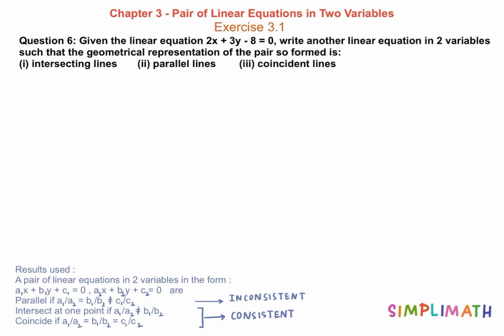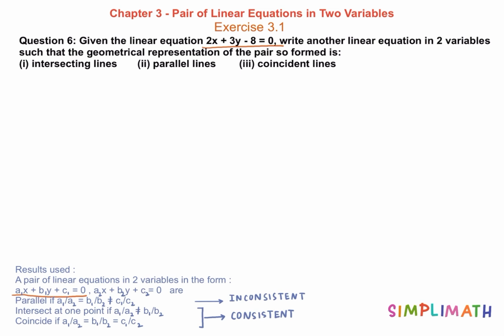In this video, we are discussing question 6 from exercise 3.1, and question 6 says: given the linear equation 2x plus 3y minus 8 equal to 0, write another linear equation in two variables such that the geometrical representation of the pair of linear equations so formed is intersecting lines, second part is parallel lines, and third part is coincident lines.